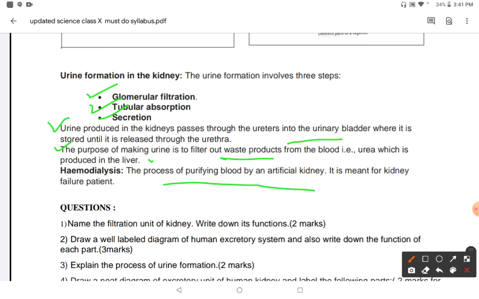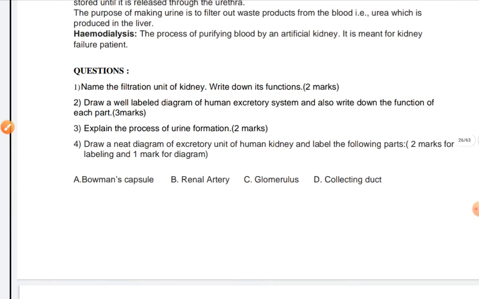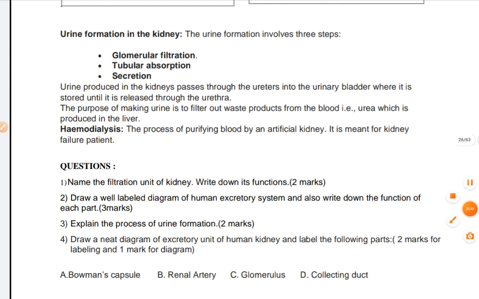So on the basis of this excretion process, there are a few questions which you can do in your notebooks. I hope all the processes are very clear to you.